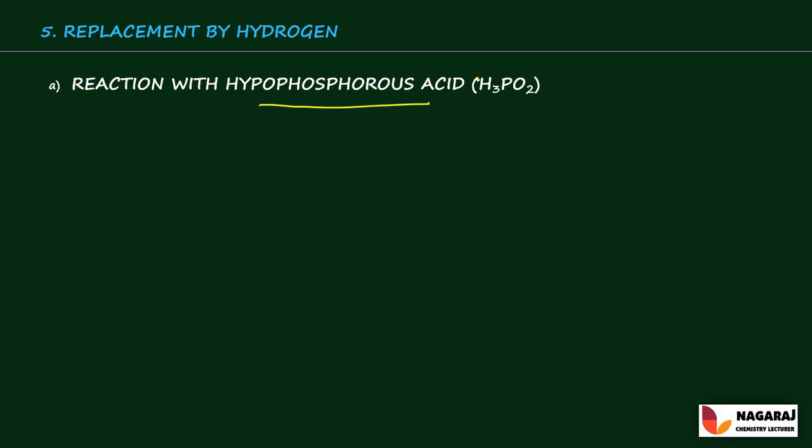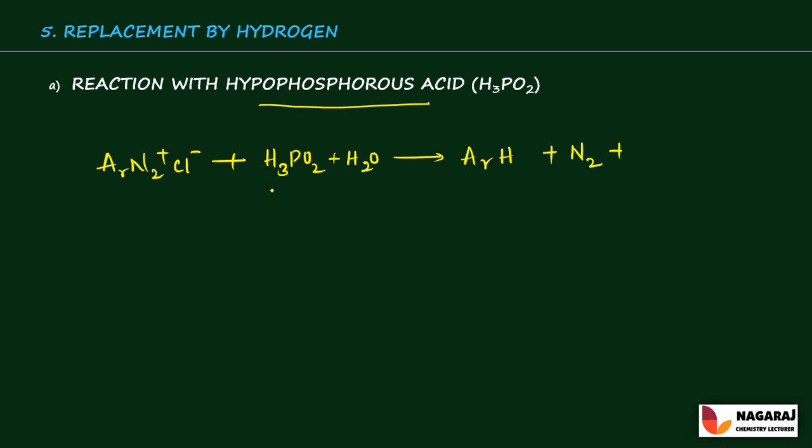Hypophosphorus acid. The hypophosphorus acid formula is H3PO2. The same reaction: ArN2+Cl- reacts with H3PO2 plus H2O, that is dilute hypophosphorus acid. Dilute means the reaction takes place in the presence of water. So it gives Ar-H, hydrogen attached to the aryl group, plus nitrogen gas eliminated, plus the hypophosphorus acid is oxidized into phosphorus acid. Phosphorus acid formula is H3PO3. The byproduct is HCl.